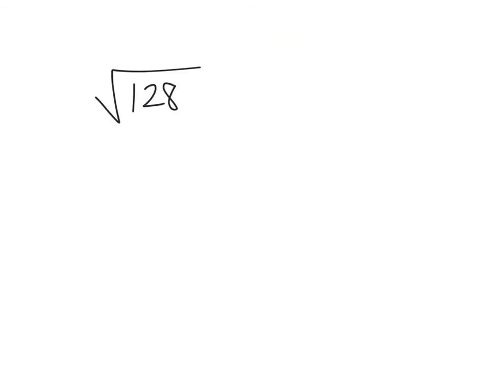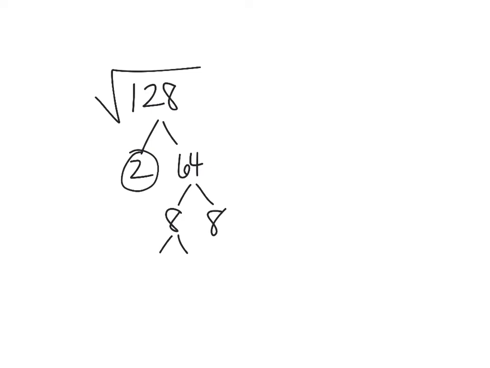All right, let me show you another one. Square root of 128. I don't know too many numbers that go into 128, so I'm just going to start with 2. I end up with 2 times 64. Okay, 2 is a prime number. I usually circle that. 64, I know 8 times 8 is 64. I can break 8 down even more: 4 times 2. Okay, 2 is a prime number.